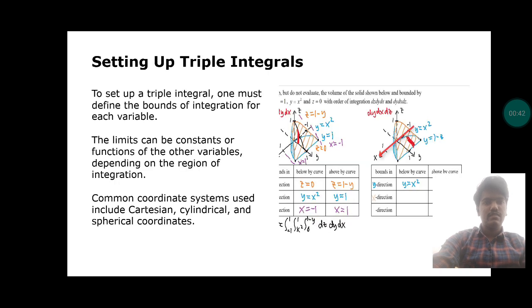Moving on to the next slide, setting up triple integrals. To set up a triple integral, one must define the bounds of integration for each variable. The limits can be constants or functions of other variables, depending on the region of integration. Common coordinate systems used include Cartesian, cylindrical, and spherical coordinates.